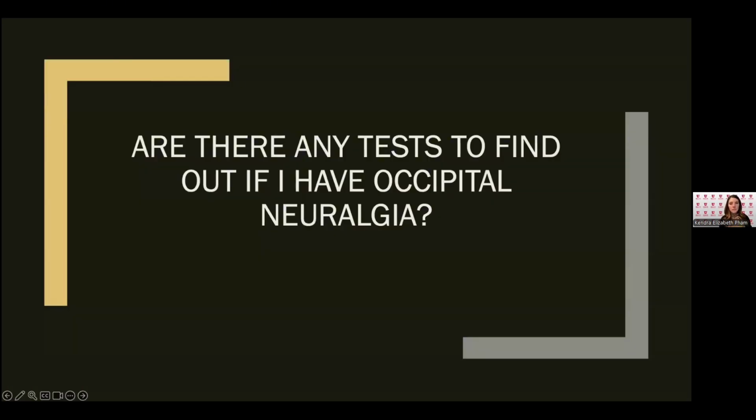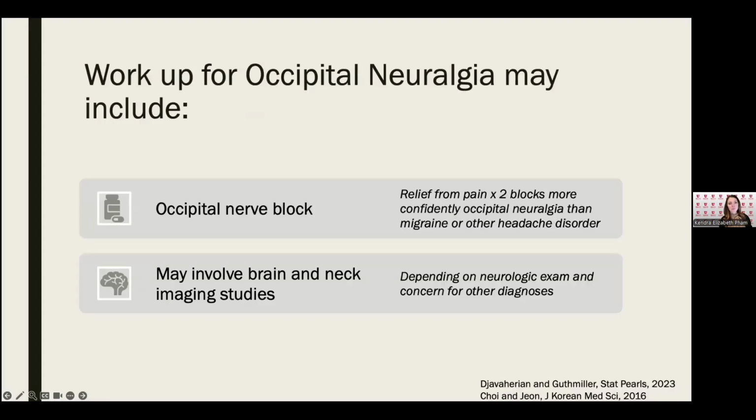So are there tests to find out if I have occipital neuralgia? Not really. We talked about nerve block. So, you'll want to have relief from the pain with a nerve block. Hopefully this would be 2 blocks, and then that is more confidently thinking of occipital neuralgia rather than migraine or other headache disorders. Again, that's not a guarantee.